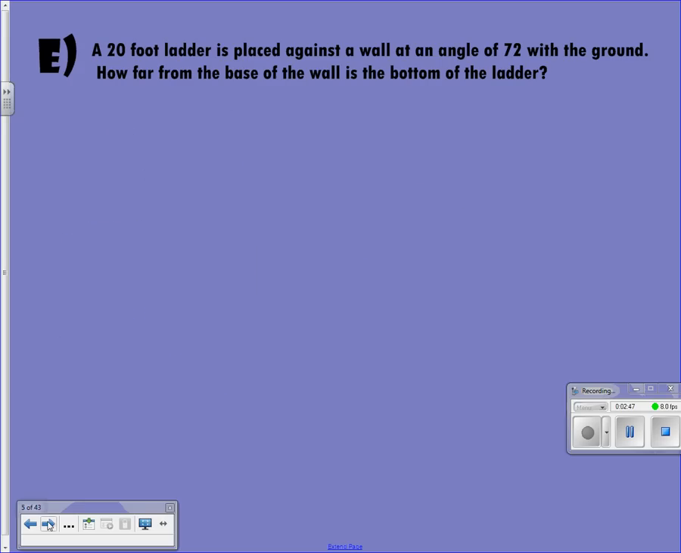Okay, so let's try some story problems. Example E: a 20-foot ladder is placed against a wall at an angle of 72 degrees with the ground. How far from the base of the wall is the bottom of the ladder? I'm going to suggest for all of these that you draw a triangle to see what's happening. So a 20-foot ladder is placed against the wall. Well, then this would be my wall here. We'll make those bricks. I'm not an art teacher, so help me out here.